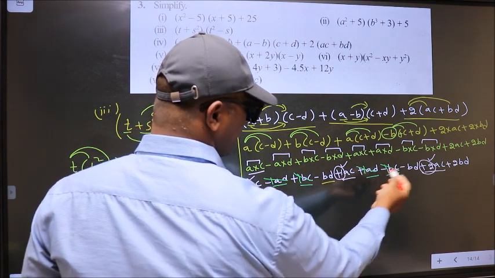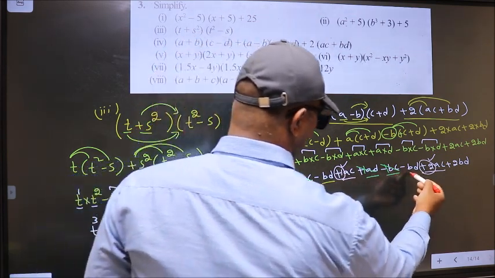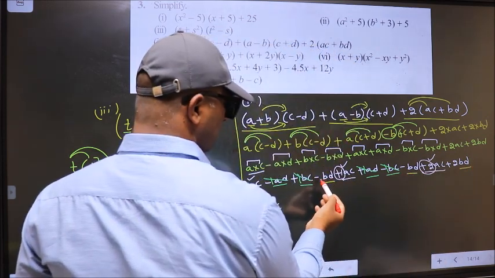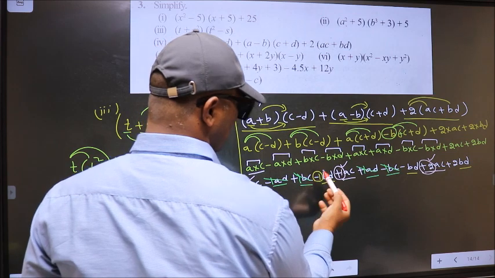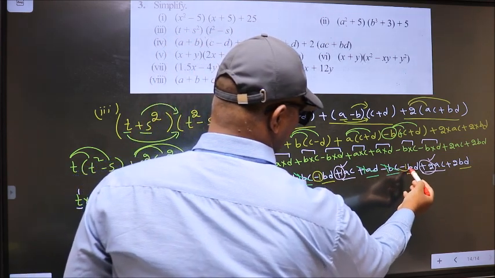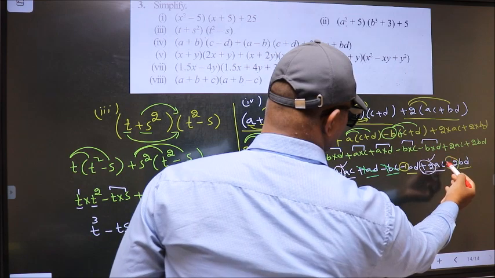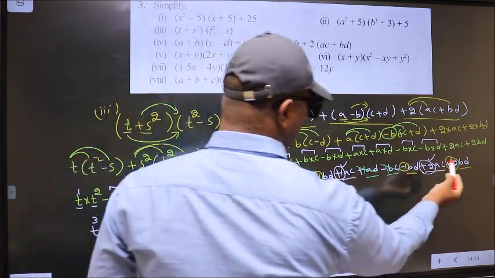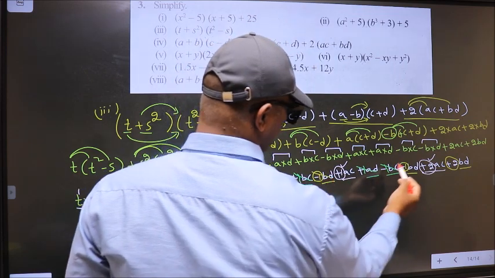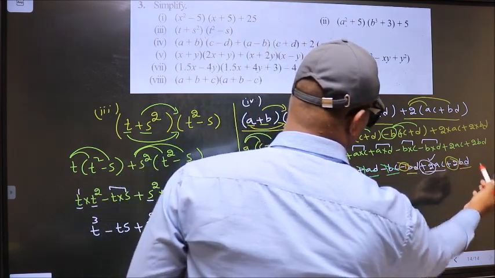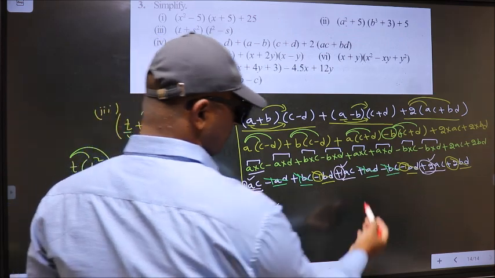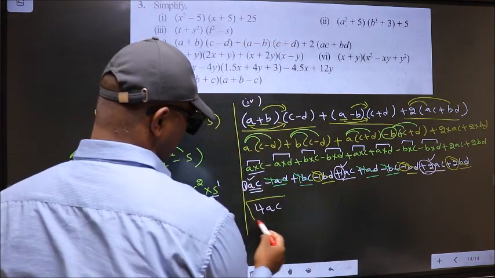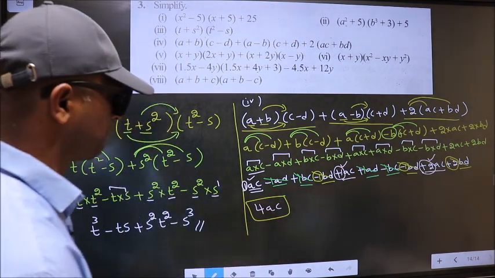Next term BD. Do we have BD anywhere else? Here and here. So now look at the number before them. -1, -1 and +2. So -1 minus 1 is -2, -2 plus 2 is 0. So these three are gone. So no other terms are left out. So this is our answer.